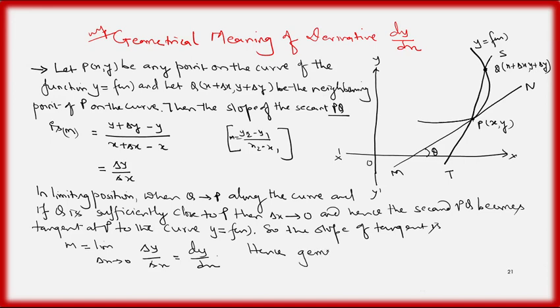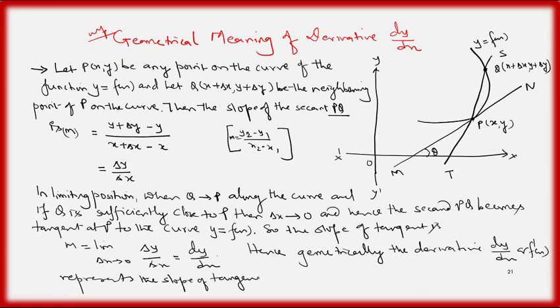Hence, geometrically the derivative dy by dx or f dash x represents the slope of the tangent at any point (x, y) to the curve y equal to f of x. In this way, we can find the geometrical meaning.